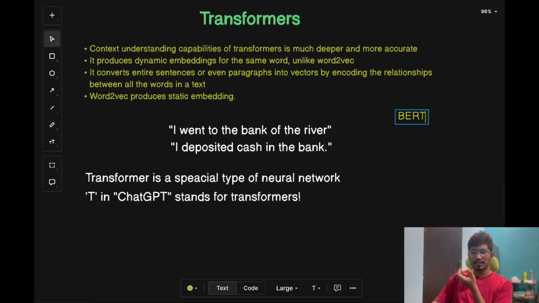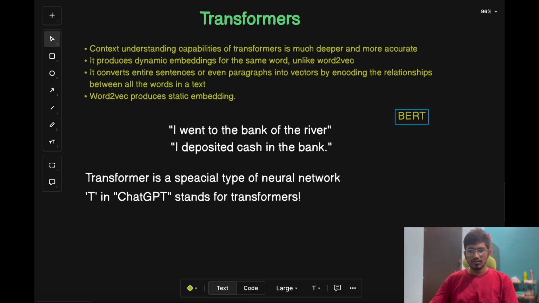So transformers are currently the gold standard for NLP tasks. They are used widely in platforms like Google Search, where deep understanding of user queries is crucial. Even the T in ChatGPT stands for transformers, because ChatGPT also uses transformer based techniques. We'll create a separate video to understand the technical details of how a transformer works in NLP, because it needs a detailed explanation.